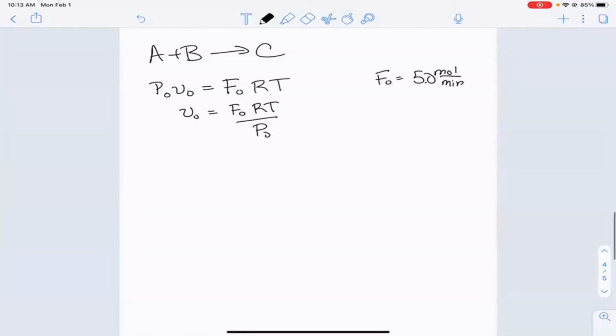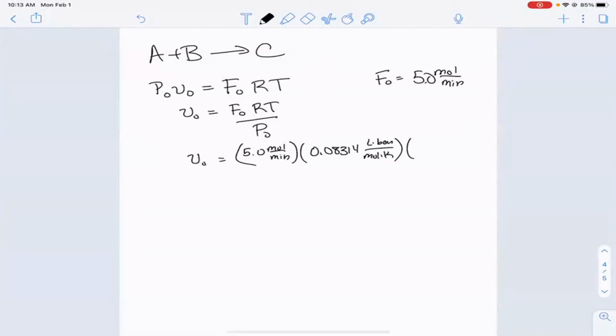And if we want to find the initial volumetric flow rate, of course, then that's just equal to 5 moles per minute times 0.08314 liter bar per mole Kelvin times the initial temperature, which we're told is 325 degrees C, so that's 598.15 Kelvin, divided by the pressure. And of course, we use liter bar here. We're given the pressure in bars, so that is 10 bar.